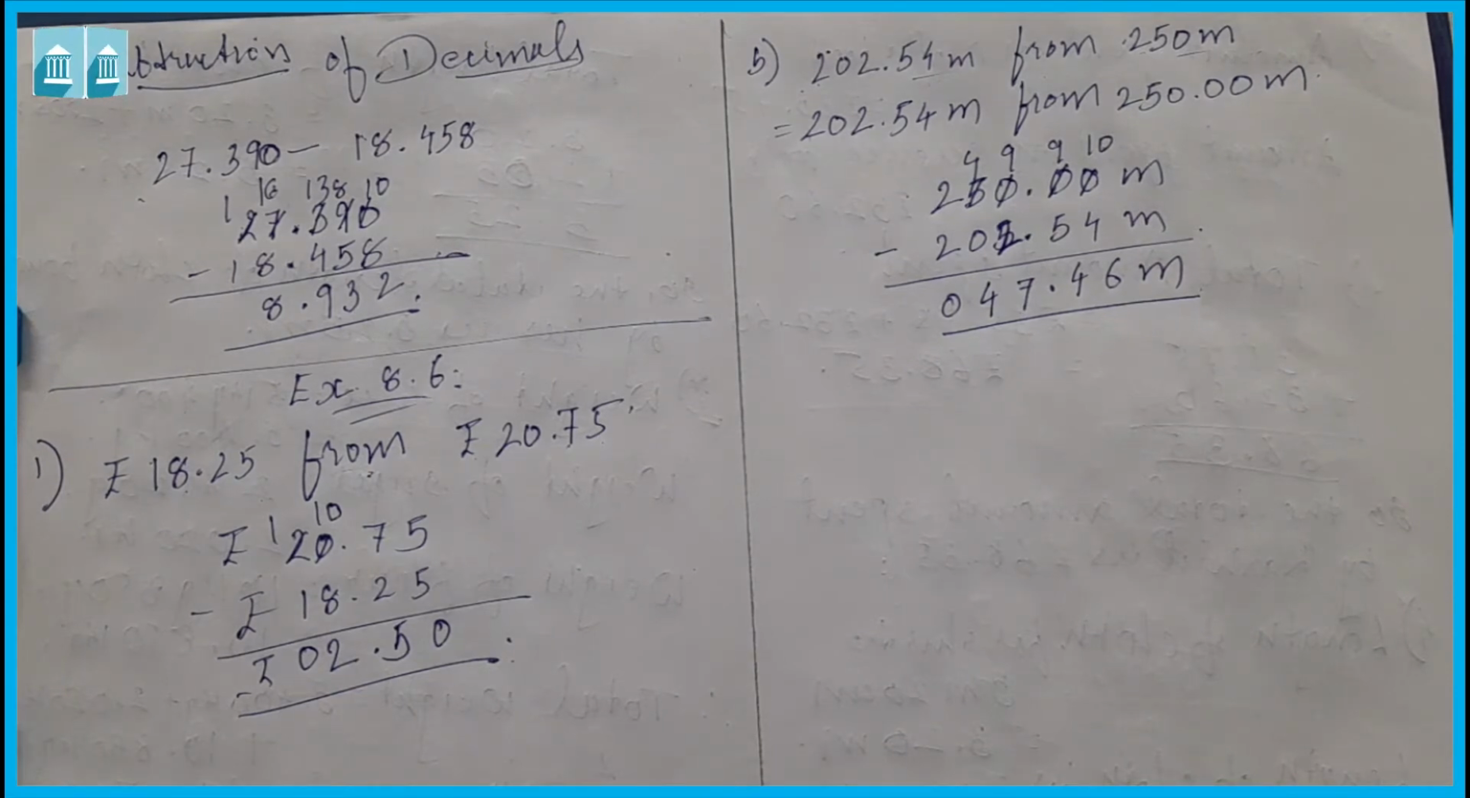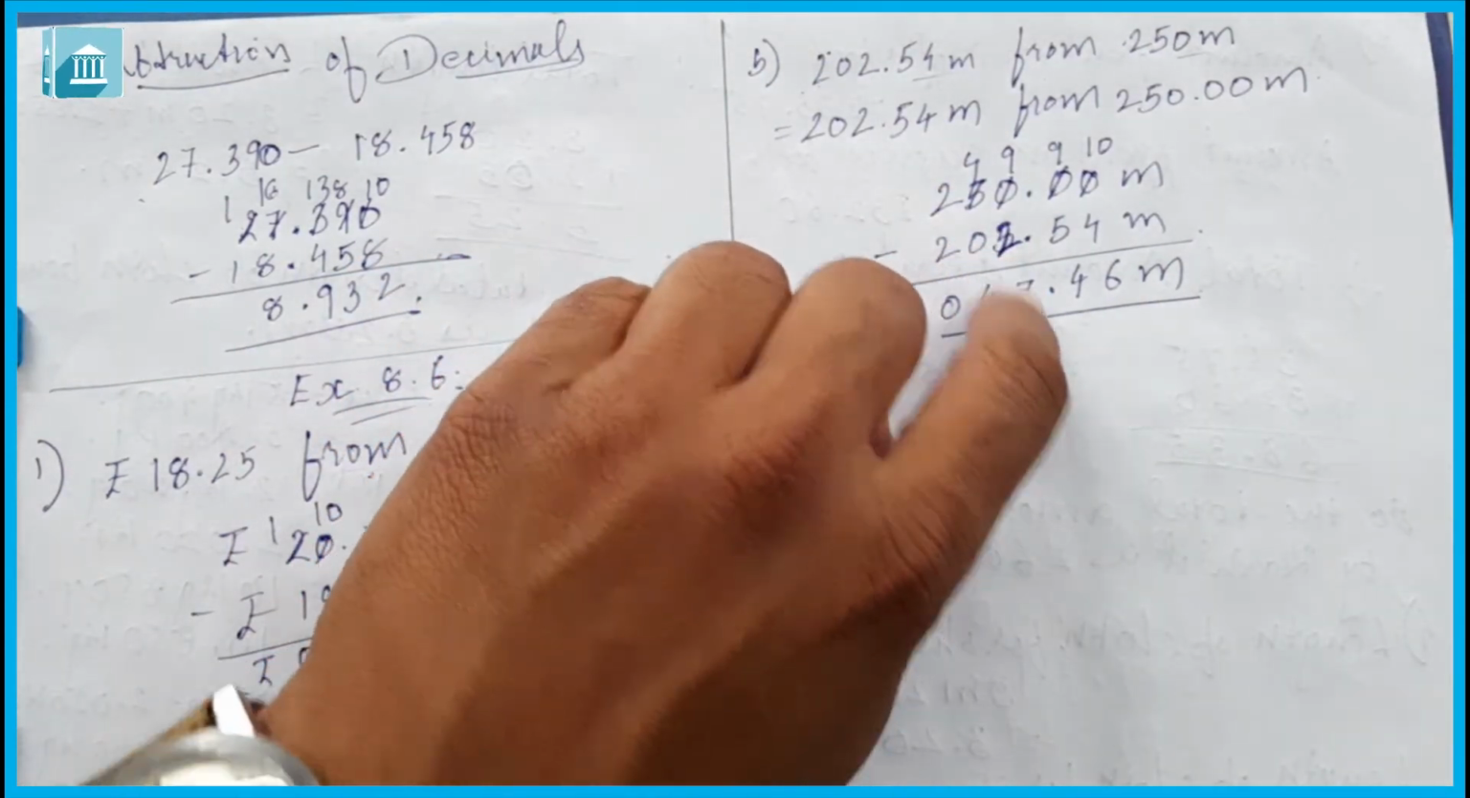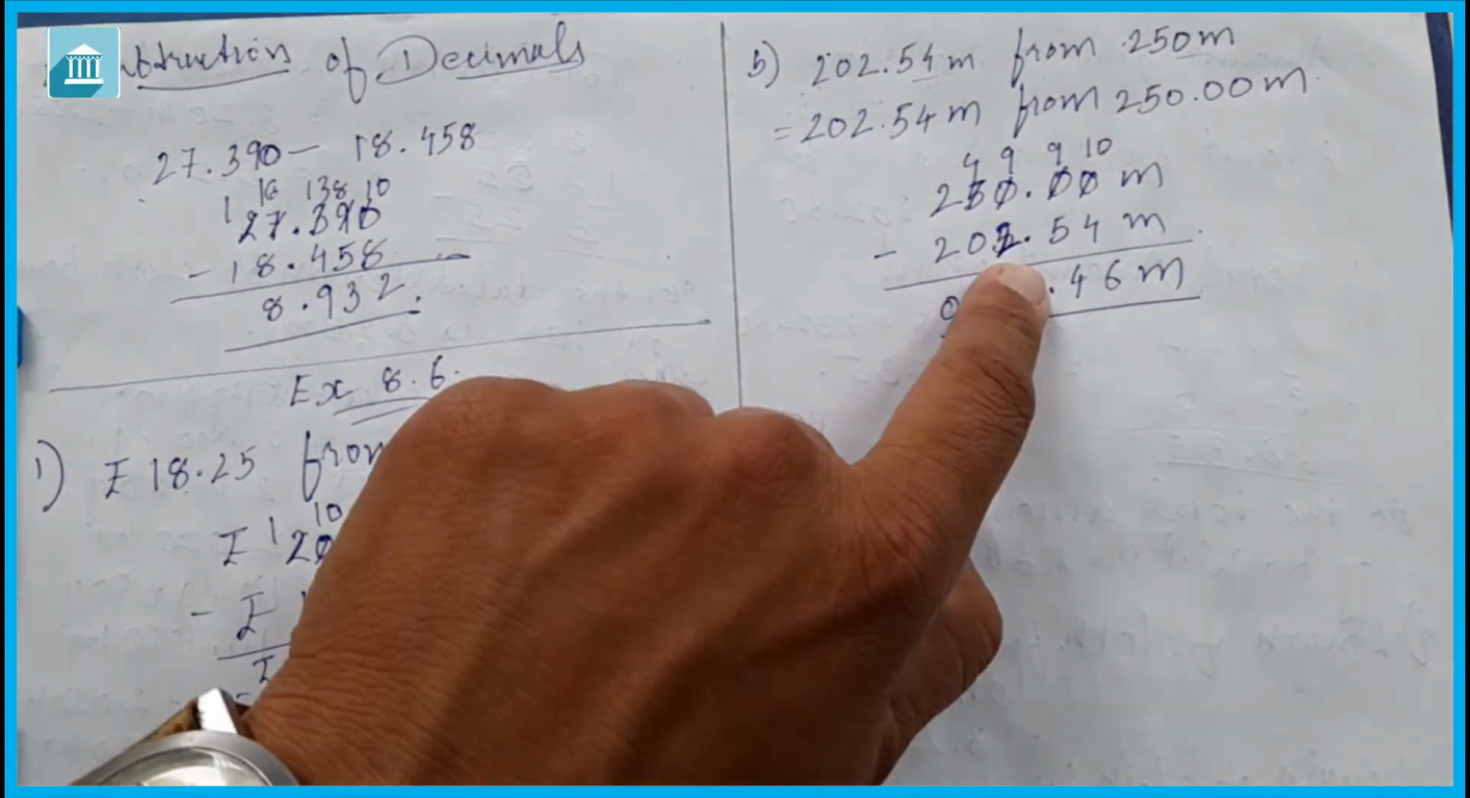So the answer is 47.46 meters. Here also, as we did in addition, we need to do the same thing: the point should be in a straight line.